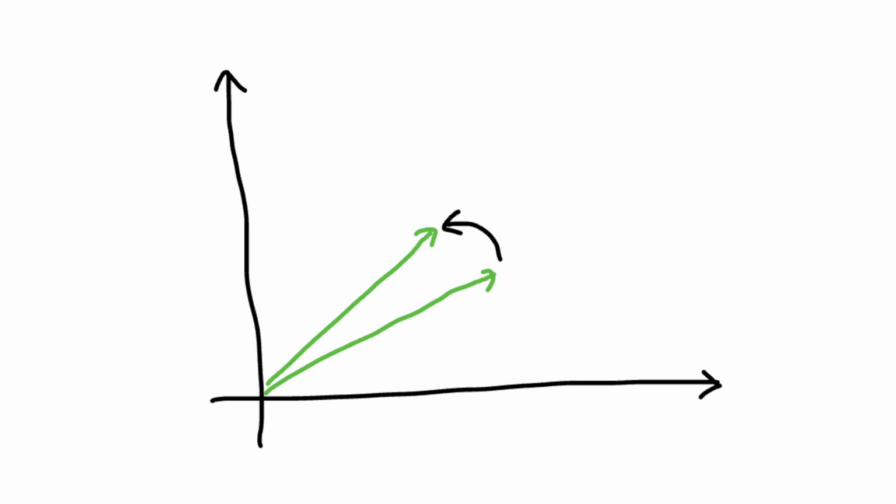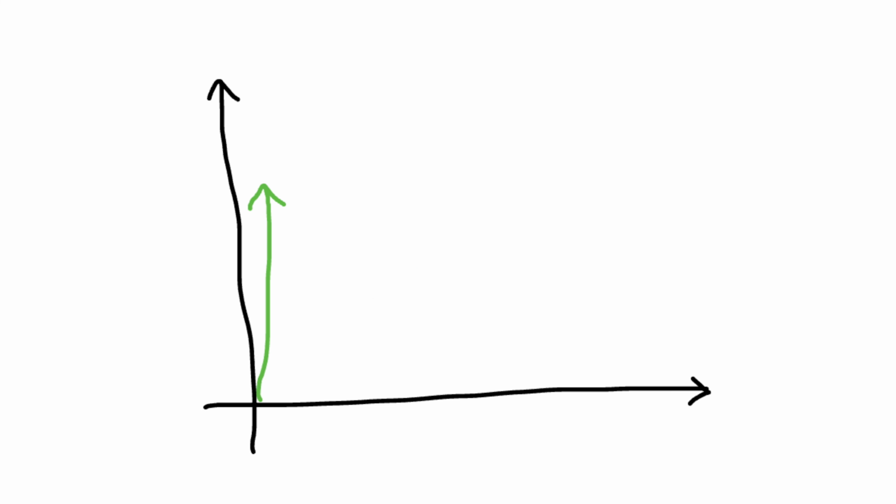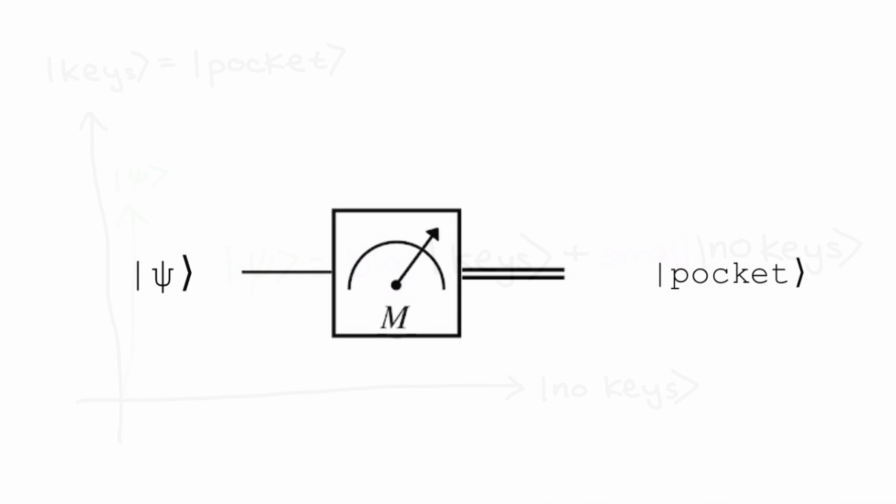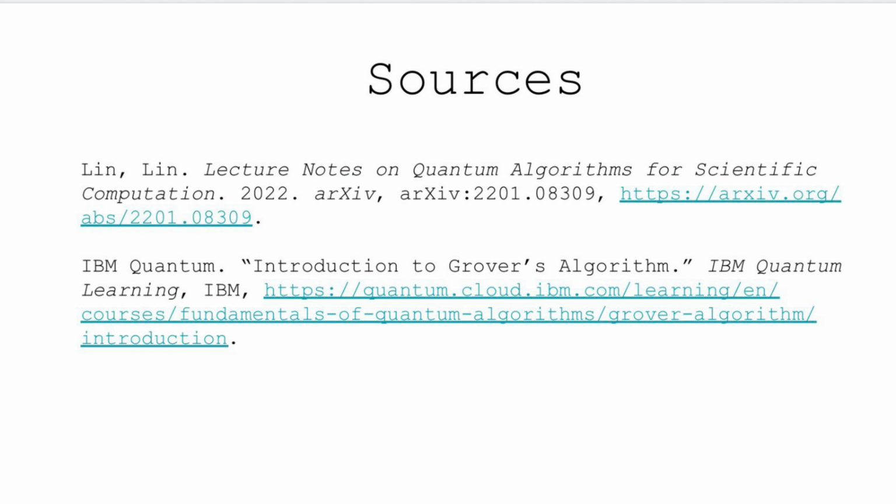Do this approximately a square root of n times, and the state becomes almost exactly keys. This trick of alternating rotations to rotate a vector is the heart of Grover's algorithm. Finally, you measure the quantum state. Because the algorithm has amplified the correct location so strongly, you get pocket with extremely high probability. In other words, finding your keys took square root of n steps instead of n. That's Grover's algorithm, a quantum way of searching that's quadratically faster than anything classical.